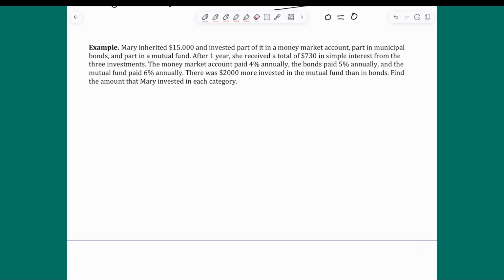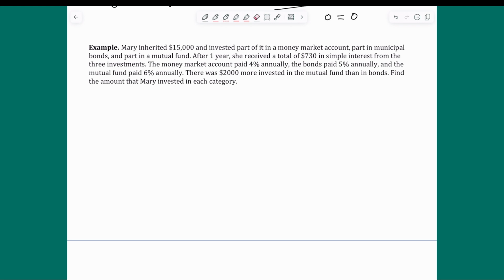Mary inherited $15,000 and invested part of it in a money market account, part in municipal bonds, and part in a mutual fund. After 1 year, she received a total of $730 in simple interest from the 3 investments. The money market account paid 4% annually, the bonds paid 5% annually, and the mutual fund paid 6% annually. There was $2,000 more invested in the mutual fund than in bonds. Find the amount that Mary invested in each category.